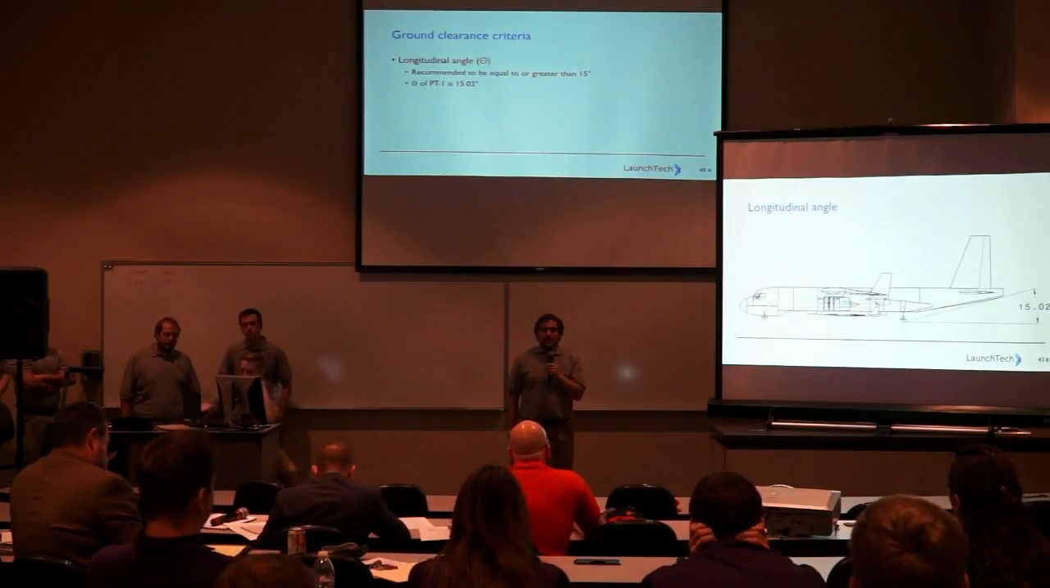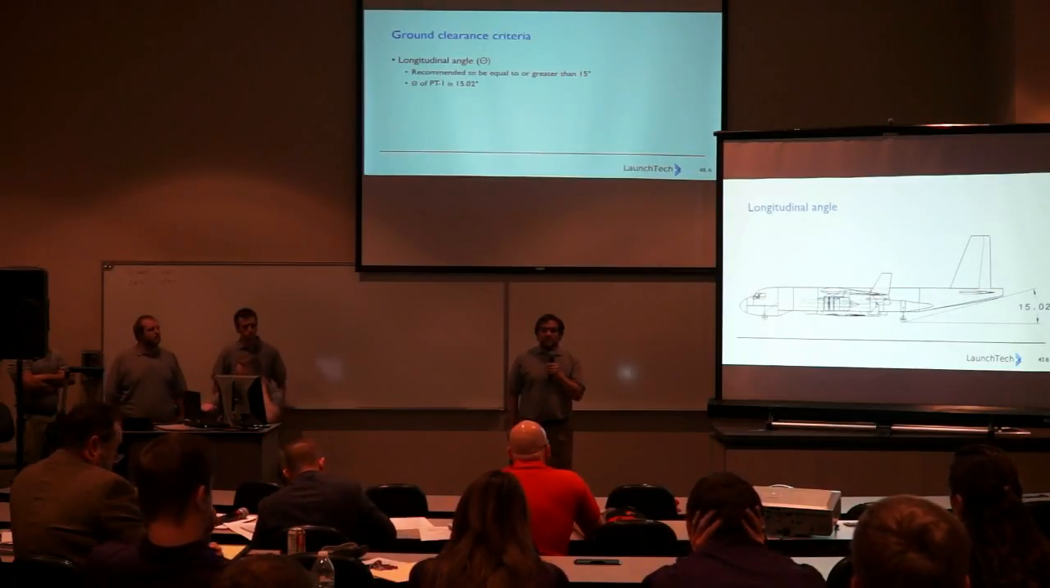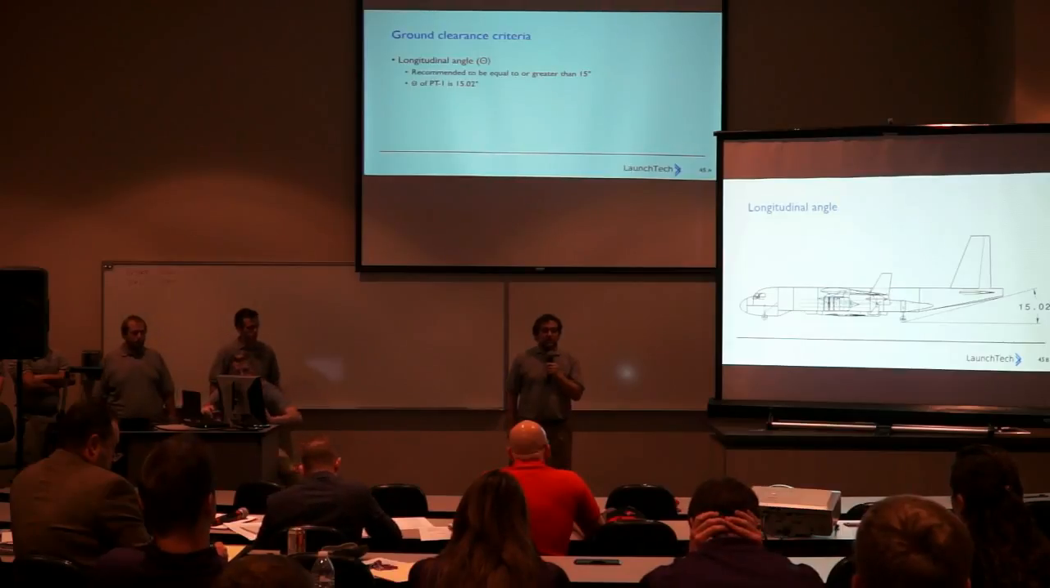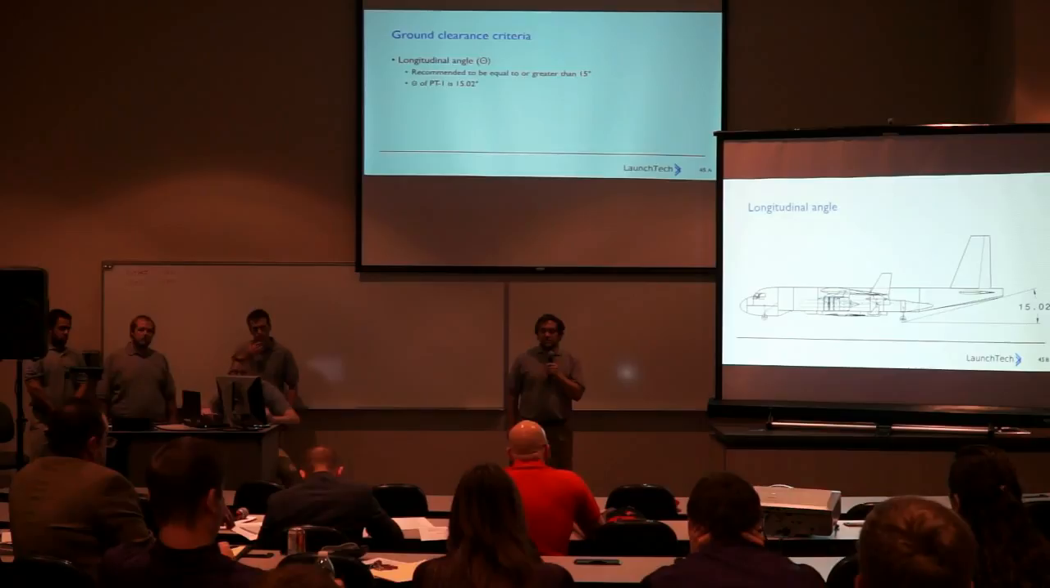For ground clearance, the angle between the rear CG and the bottom part, or the rear part of the plane, is recommended at least 15 degrees. The PT-1 currently meets this at 15.02, preventing the tail from scraping the ground during any landing procedures.